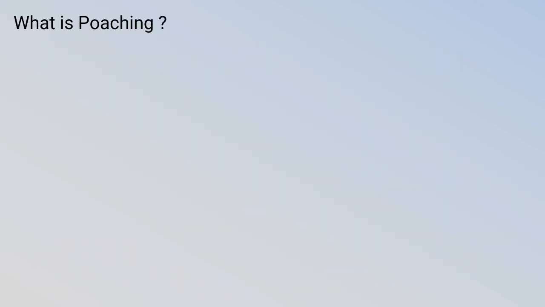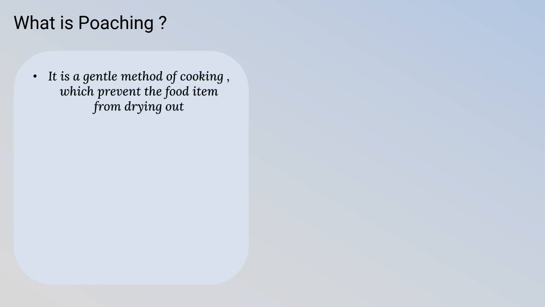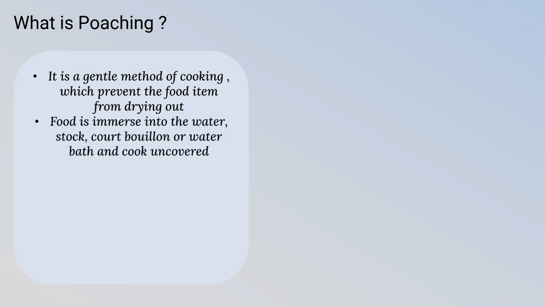Okay. Now we'll switch over to what is poaching. What is poaching? It is a very gentle method of cooking which prevents the food from drying out. Firstly, that is the first point. How is it done? Food is immersed in water or stock or court bouillon or a water bath and cooked uncovered. The product is completely immersed in the liquid. What are the liquids? Water, stock, court bouillon or water bath, and it is cooked uncovered.